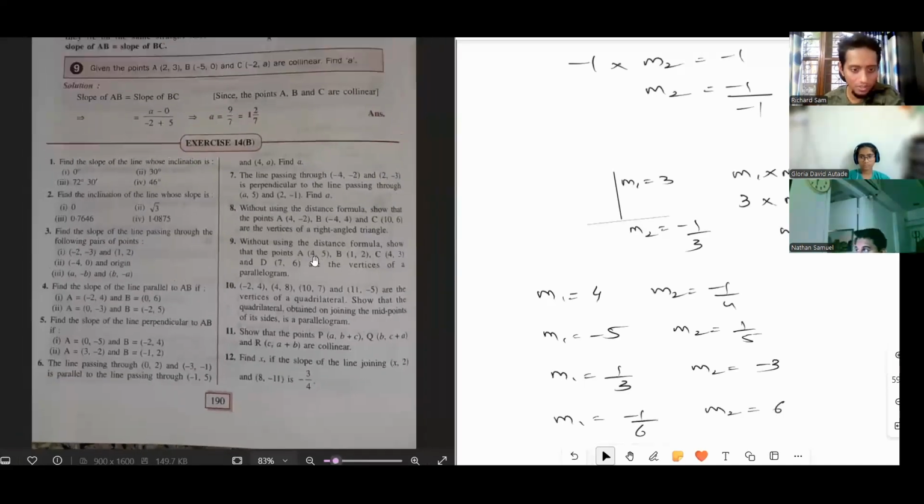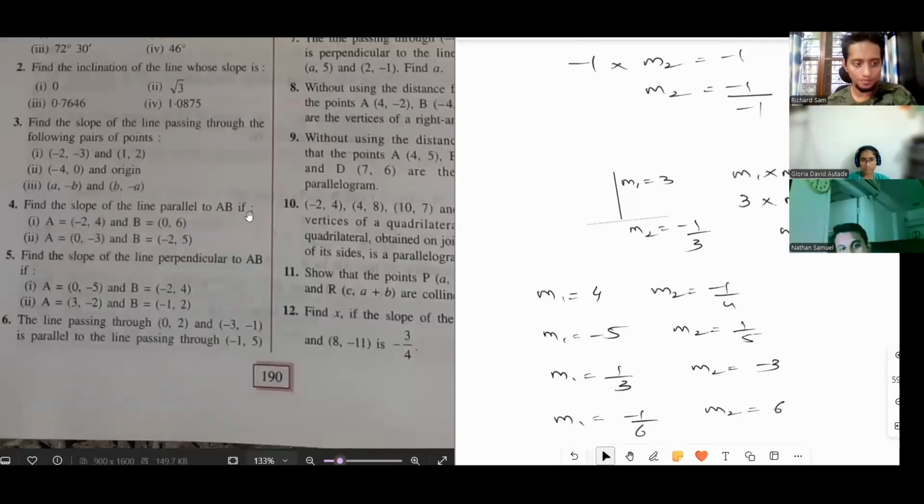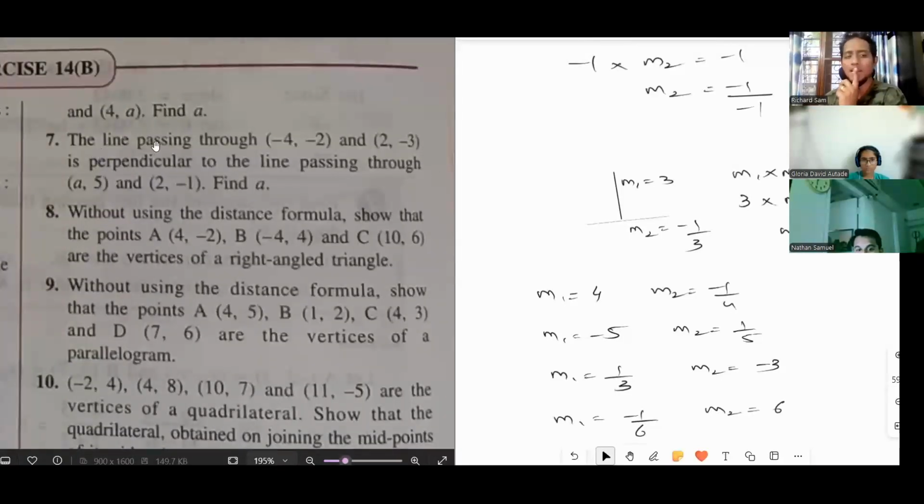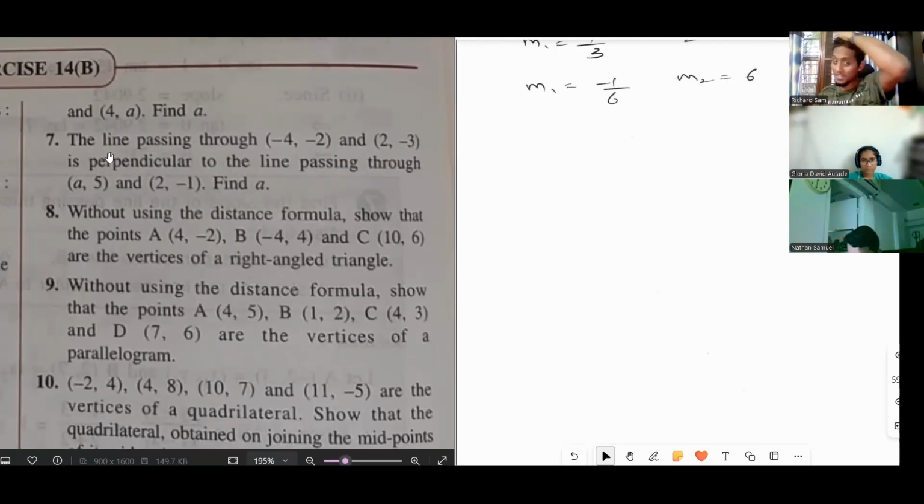Okay, so now we'll do some other questions where we use this concept. Look at the 7th question. The line passing through this point and this point is perpendicular to the line passing through this point and this point. Find A. Tell me, what did you understand? Anyone?